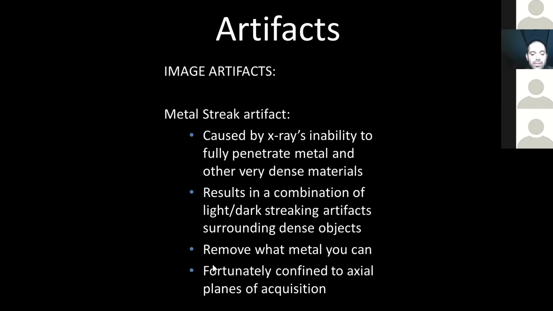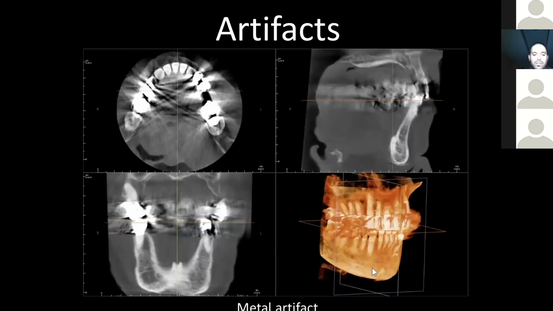The good news about streak artifact is it's confined typically to the axial plane of acquisition. So it's really confined, and I'll show you a picture right here. All this smudginess is our metal artifact. This is corrupted data and we can't get rid of it. And this streaking here in the axial view is artifact. It typically gets confined to this horizontal plane. So once you get below it or above it, you're typically good.